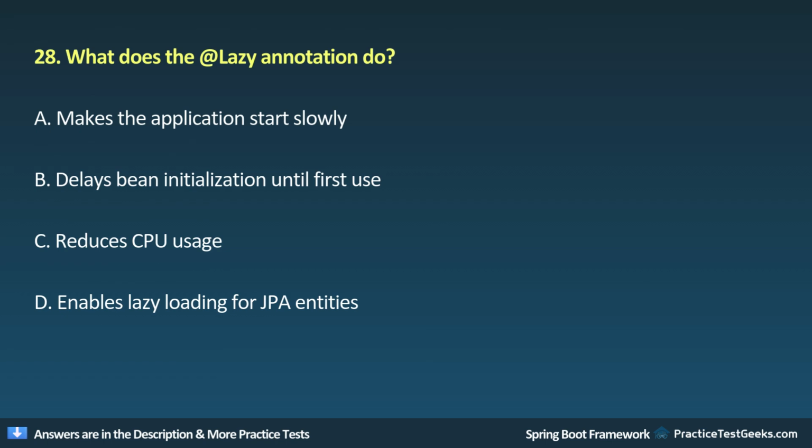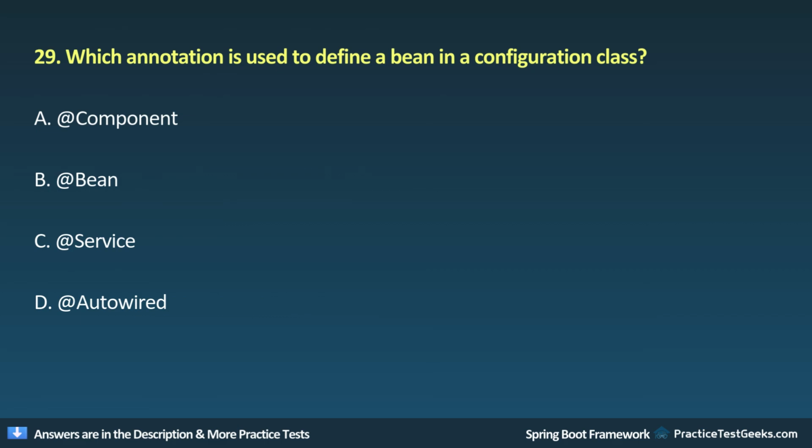A. Makes the application start slowly. B. Delays bean initialization until first use. C. Reduces CPU usage. D. Enables lazy loading for JPA entities. 29. Which annotation is used to define a bean in a configuration class?